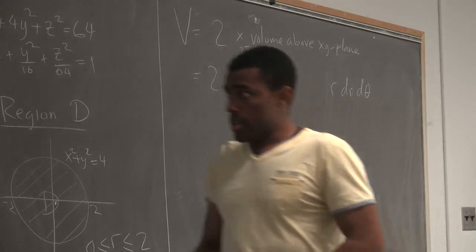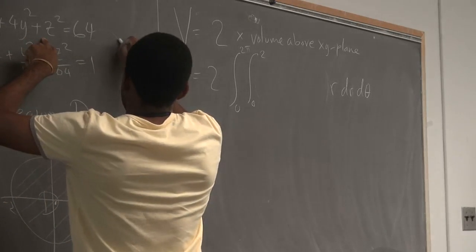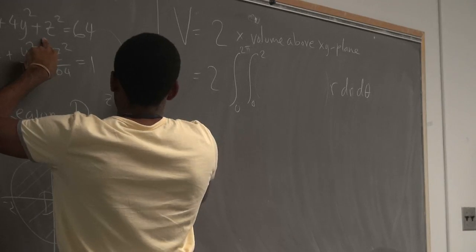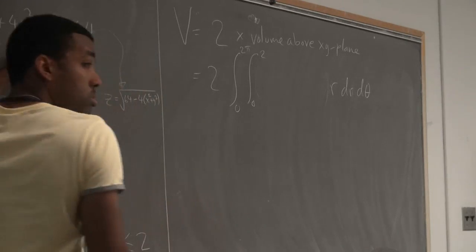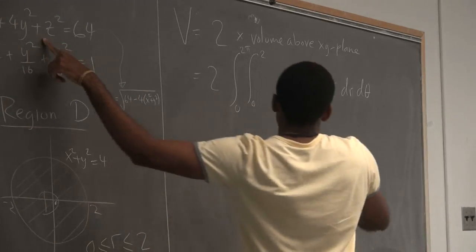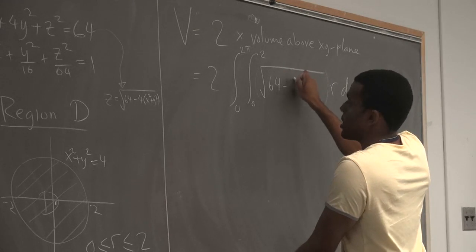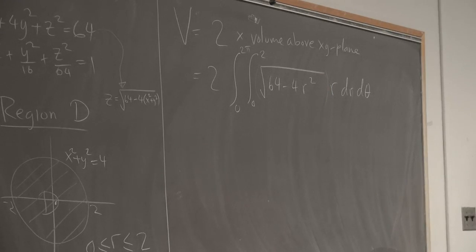Ellipsoid. Right. So remember, if I'm finding the volume here, it's the top minus the bottom. The bottom is 0, so it's just the top, which is the ellipsoid, right? And the ellipsoid I can actually write here. I can solve for z, it's going to be the square root of 64 minus 4 times x squared plus y squared. So this I can write as the radical of 64 minus 4 r squared. And that will actually give me the volume.